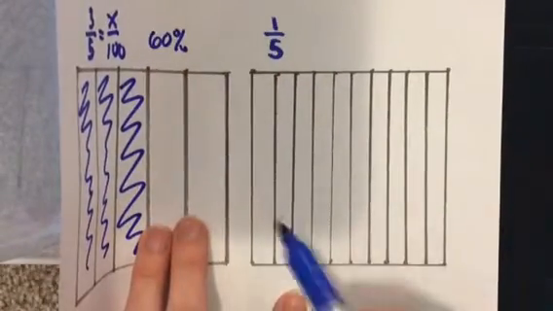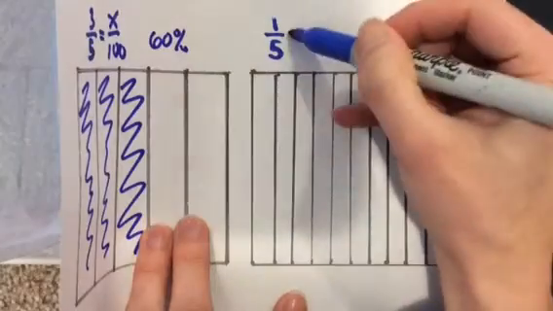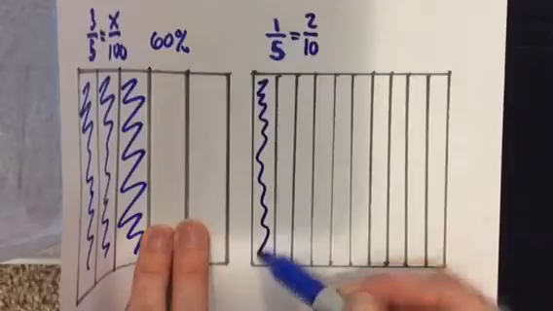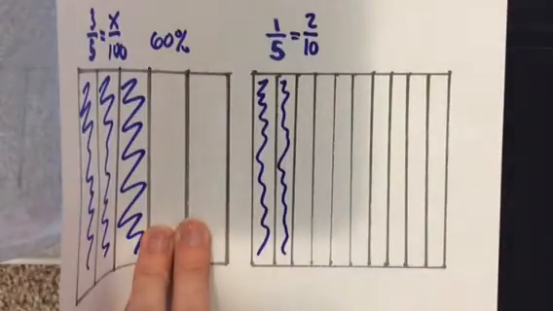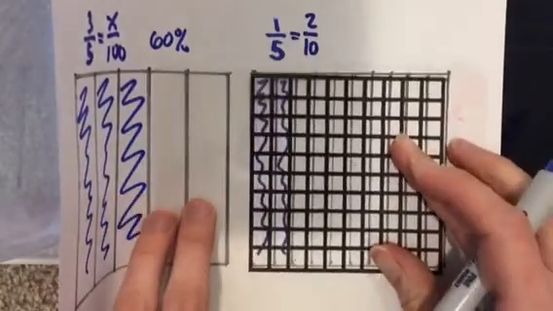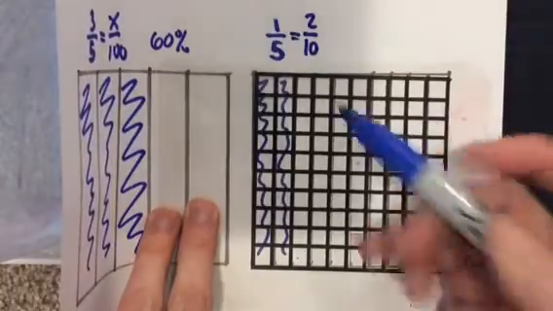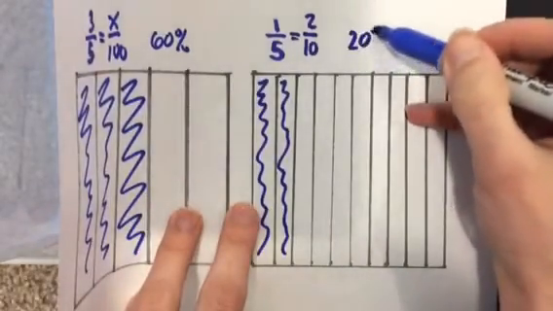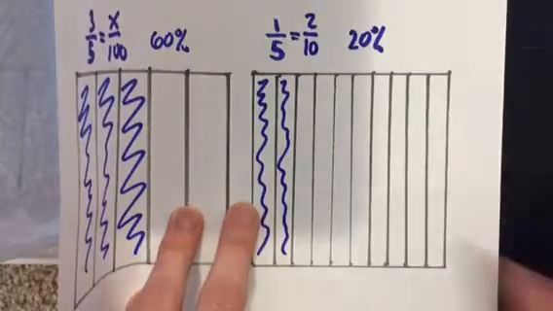1/5. Well, this is out of 10. So it's the same as 2 out of 10. So 1/5 is the same as 2 by 10, 20 out of 100, 20%. So that's the basic idea of what a percent is.